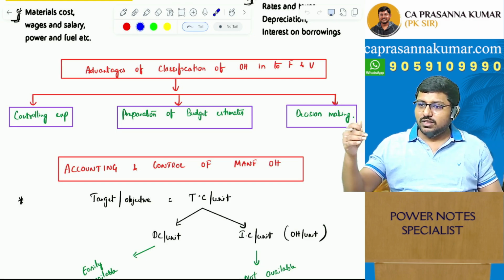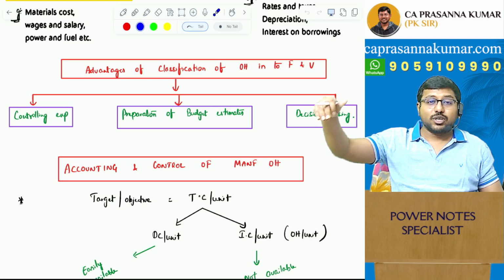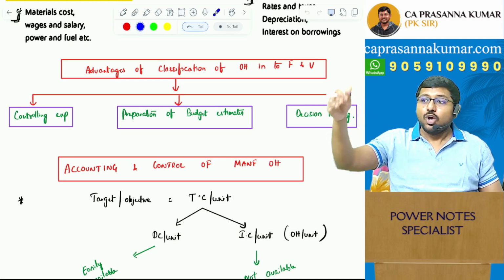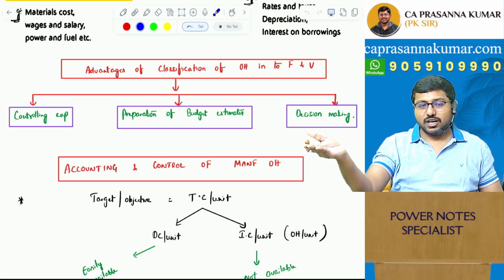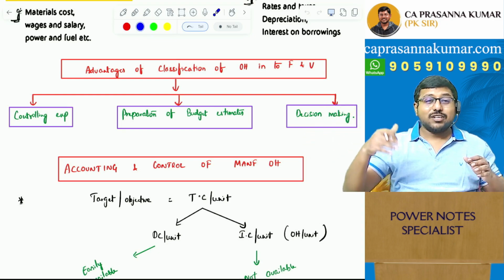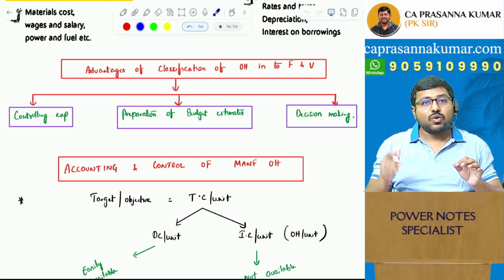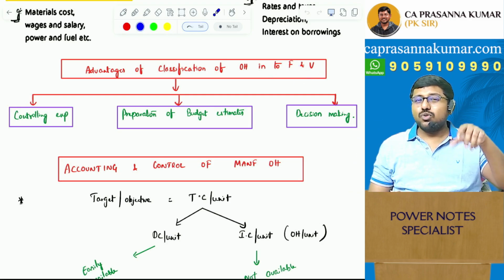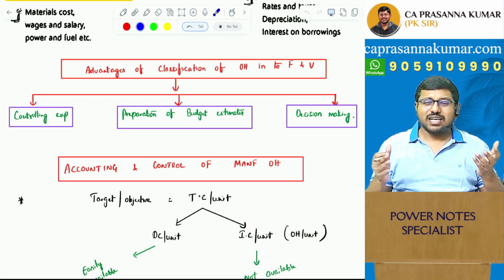Variable overheads means, okay, this varies along with the output. These many units of production I'm planning to manufacture this particular year, which means the variable overheads will be so much based on the production which I'm planning to manufacture. You got the point. So like that, you'll be able to estimate the overheads better because of classification of the overheads into fixed as well as variable. If you don't do this classification, then obviously you'll not be able to estimate it as well. That's the reason we do segregation.